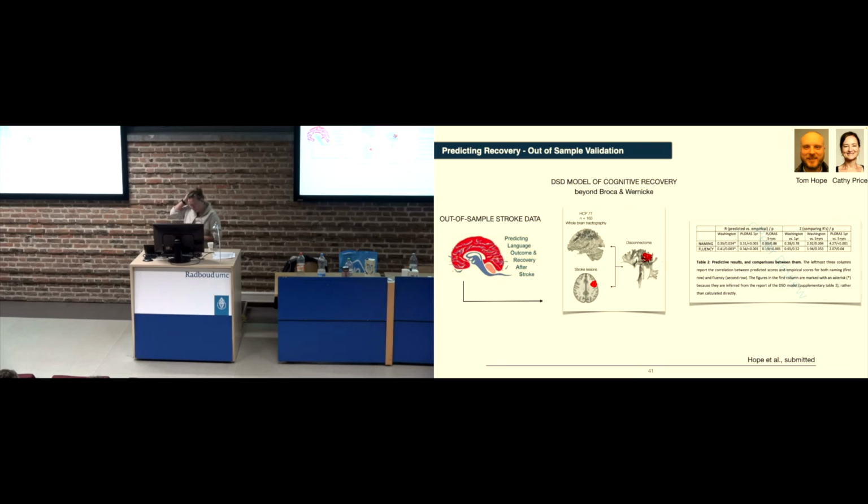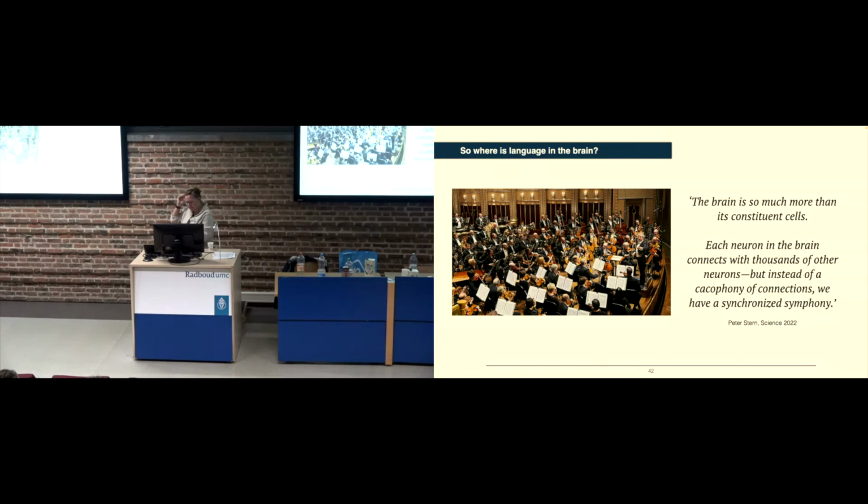Now, if we bring this all together, then if you ask where language is in the brain, it's a bit like asking where a piece of music is. It's not in the conductor, it's not in the individual notes, it's not in the individual musician. It's the entire orchestra coming together in a coherent, effective way over time that lets the music emerge.